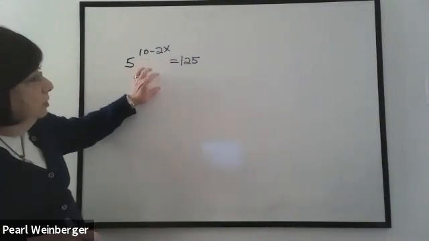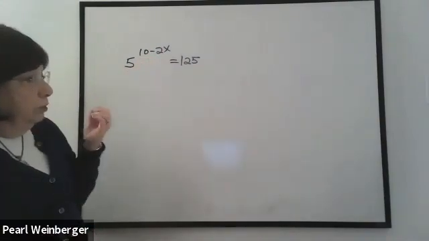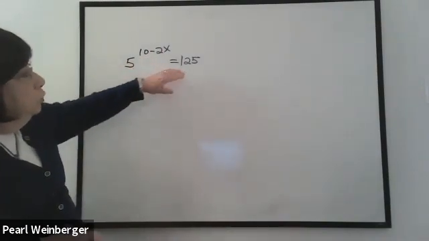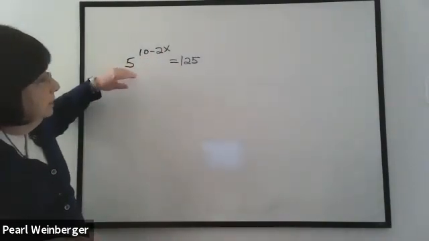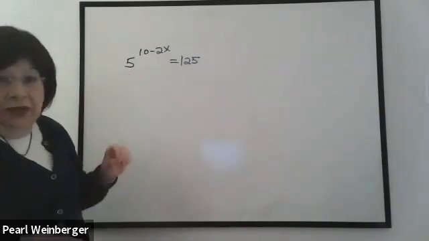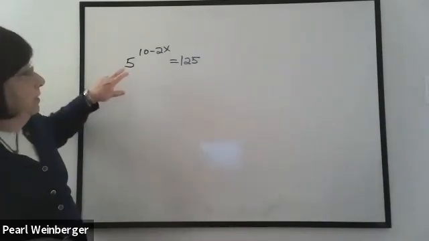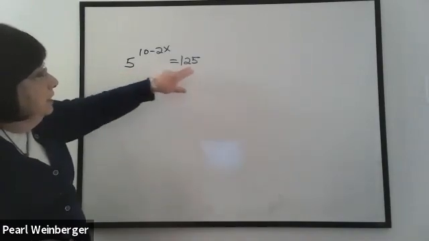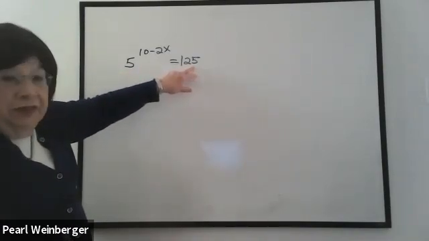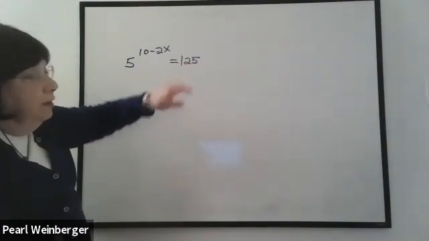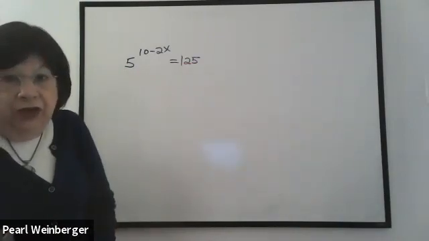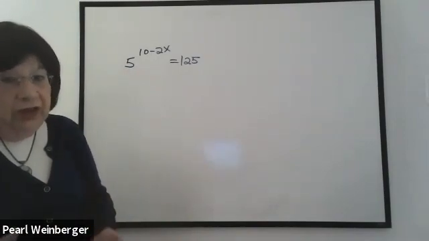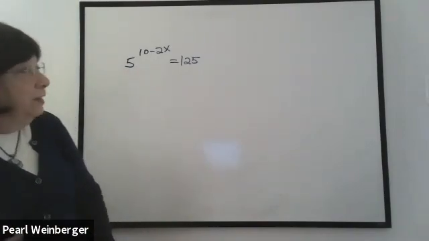And the first way that we learned how to solve these exponential equations was to try and put both sides in terms of the same base. The base being used here is 5. Let's see if we can use base 5 on this side. Can we write 125 as 5 to some exponent? That's what I mean, write it in terms of base 5. Write it as 5 to some exponent.